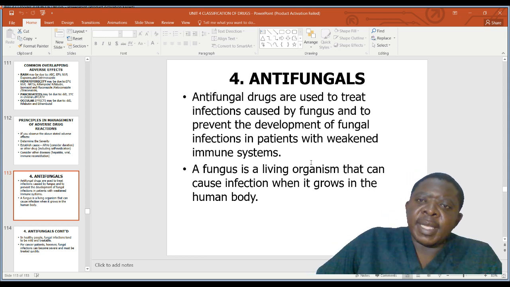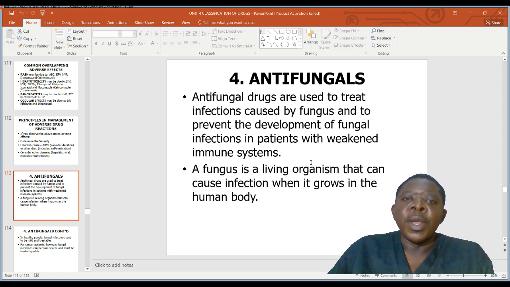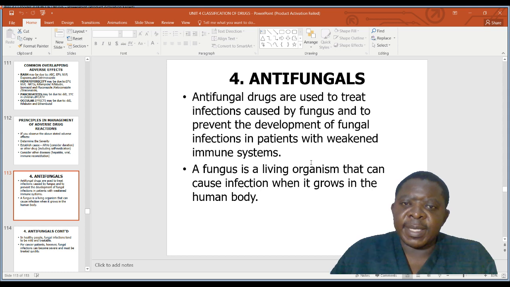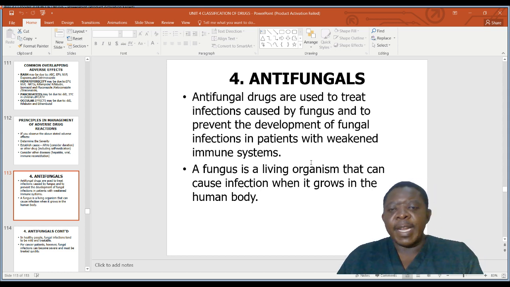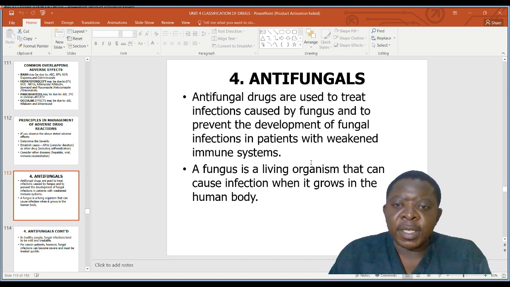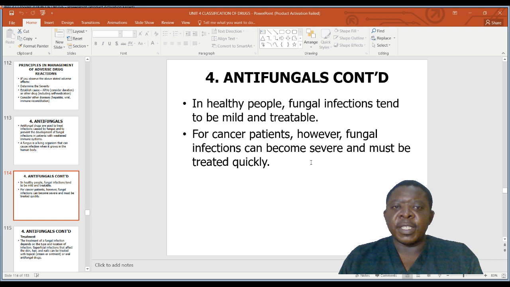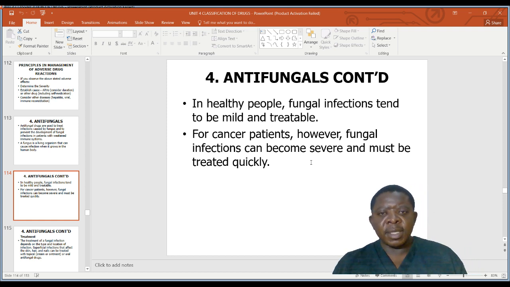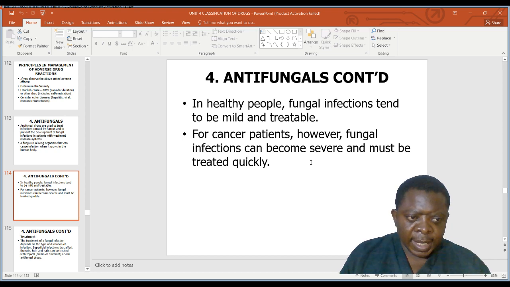So the fifth group of drugs that we are going to look at now is antifungals. Anti against what? Fungal infection. So antifungal drugs are used to treat infections that are caused by fungus and to prevent the development of fungal infection in patients with a weakened immune system. A fungus is a living organism that can cause infection when it grows in the human body. In healthy people, fungal infections tend to be mild and treatable. For cancer patients, however, fungal infections may become severe and must be treated quickly.